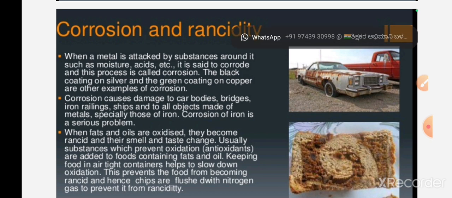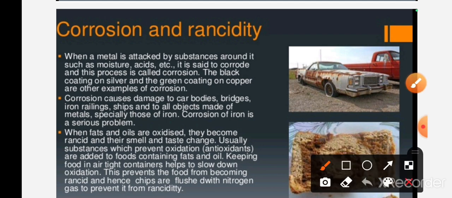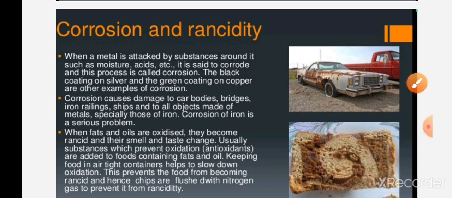Like that only, silver reacts with the sulfides present in the environment and turns into silver sulfide. Corrosion causes damage to car bodies, bridges, iron railings, ships, and to all objects made up of metals, especially those of iron. Corrosion of iron is a serious problem. See here, the car rusted because of iron.